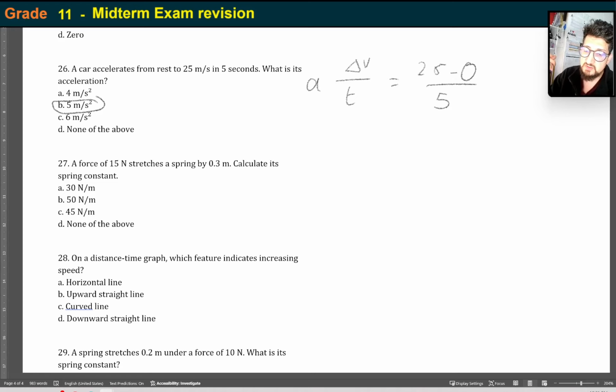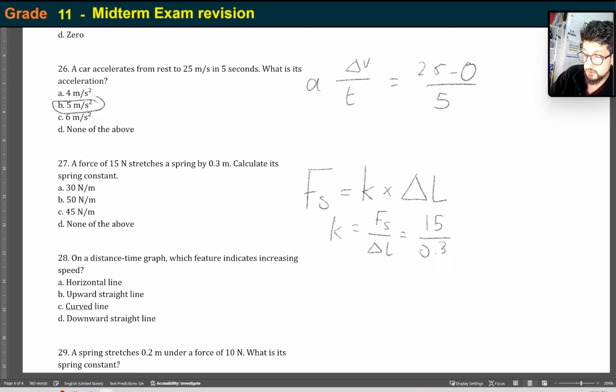A force of 15 newtons stretches a spring by 0.3. Calculate the spring constant. The force is equal to K multiplied by delta L, so K is equal to Fs over delta L, which equals 15 divided by 0.3, which equals 50 newtons per meter.